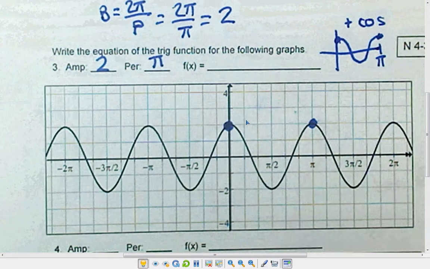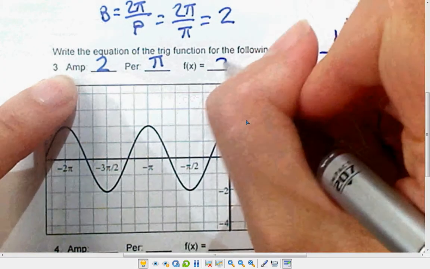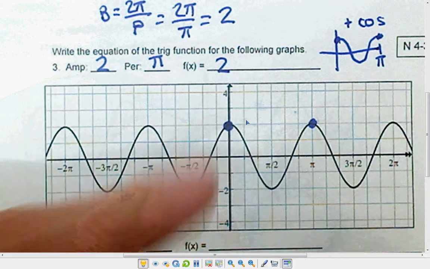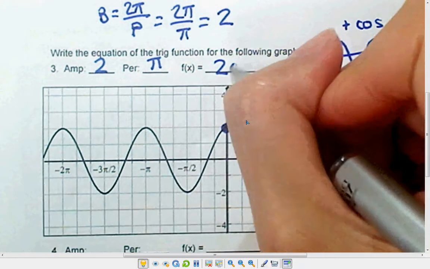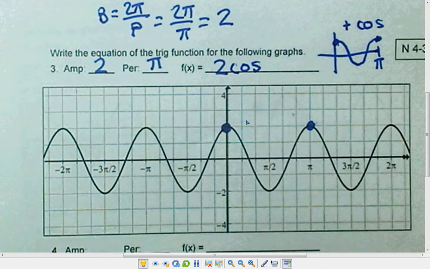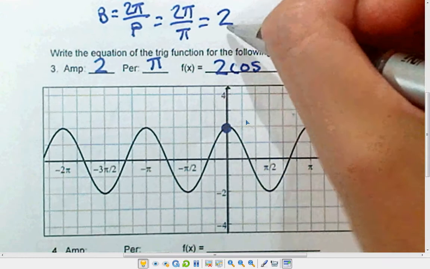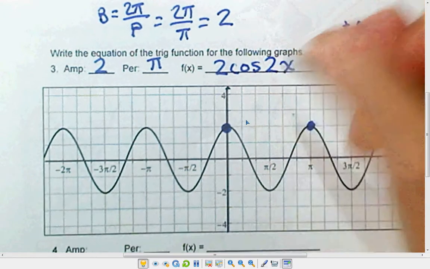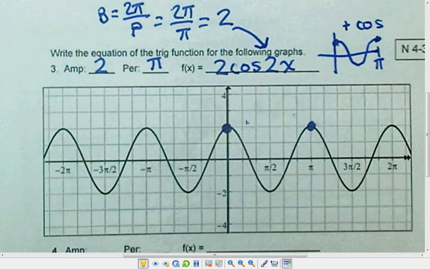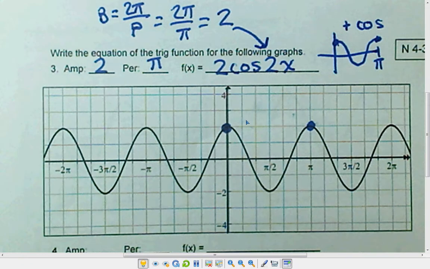So I know it's a positive function. My amplitude is 2, so 2 is the number that goes in front of your trig function. It's a cosine function. And then this 2 is your b value, which goes in front of the x.